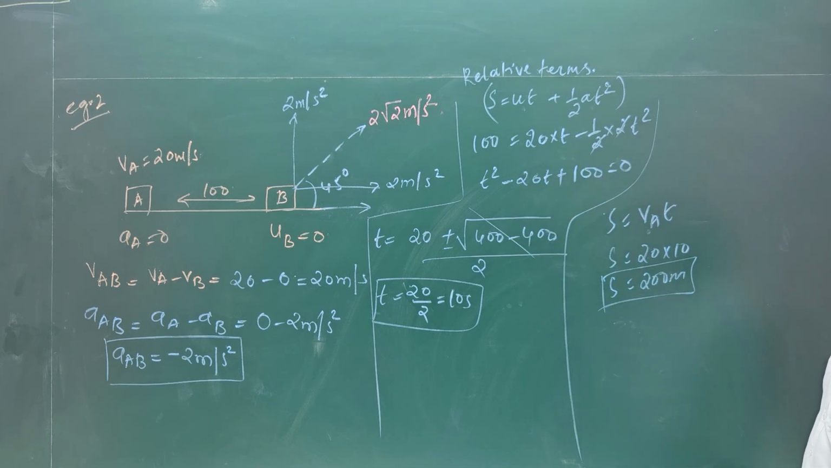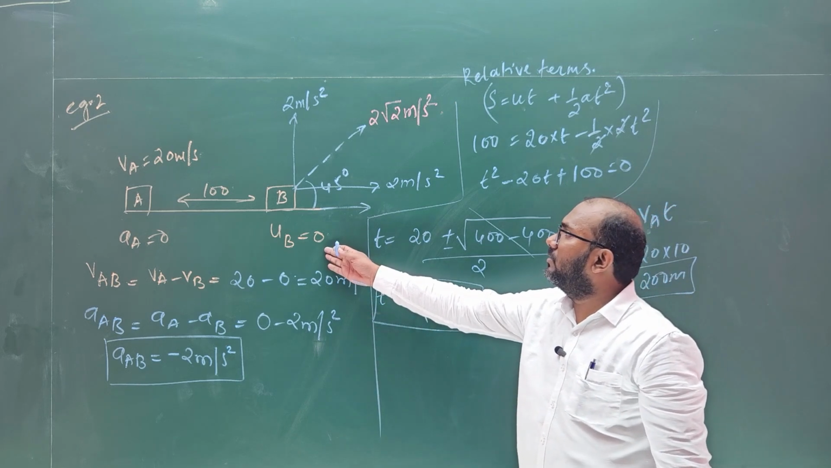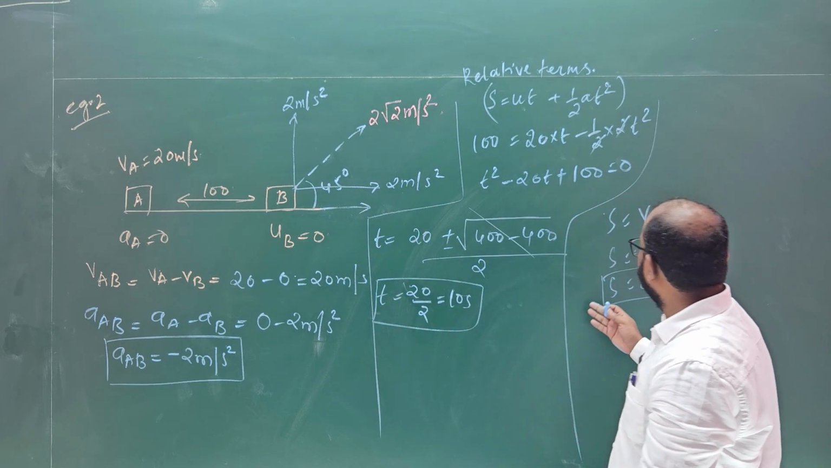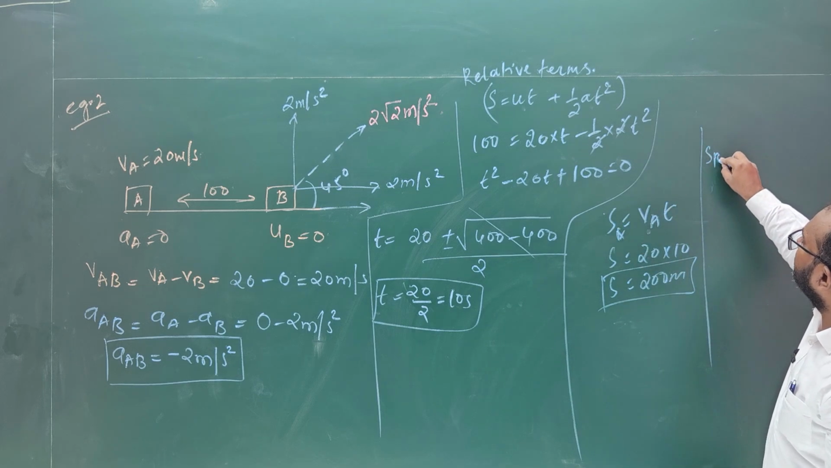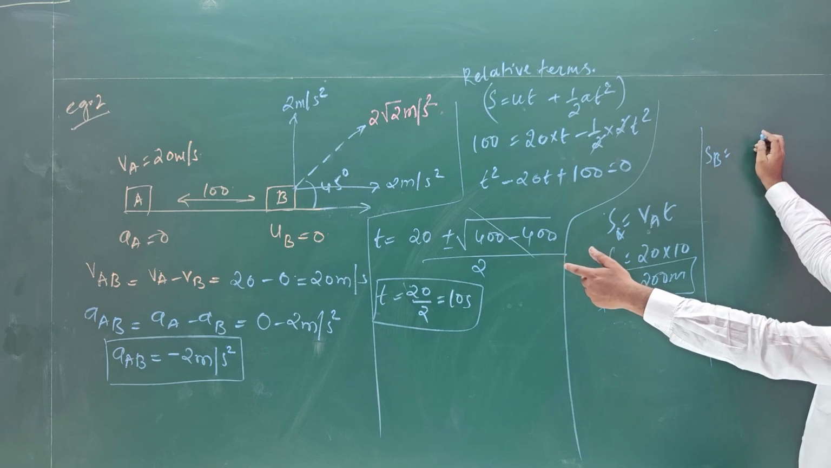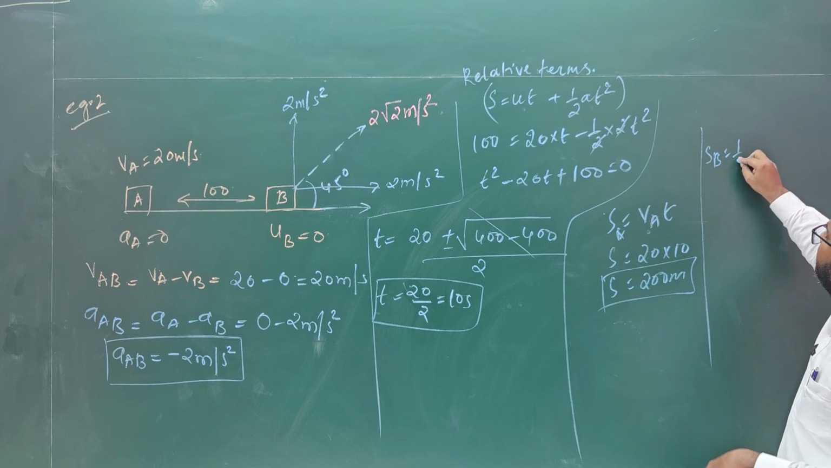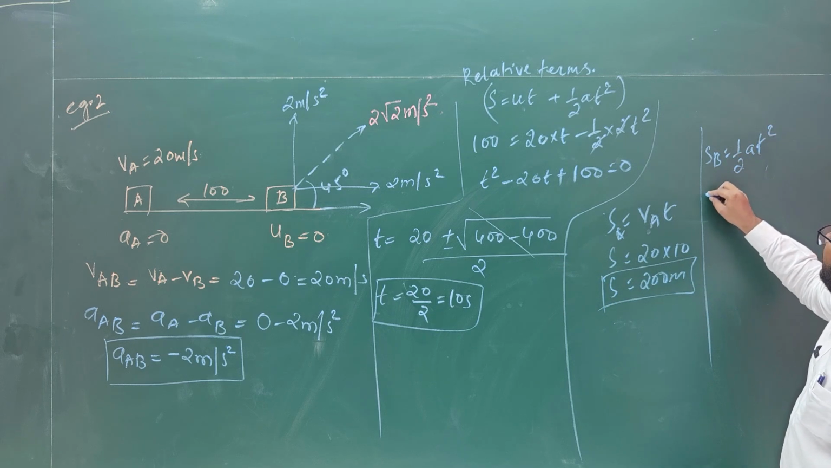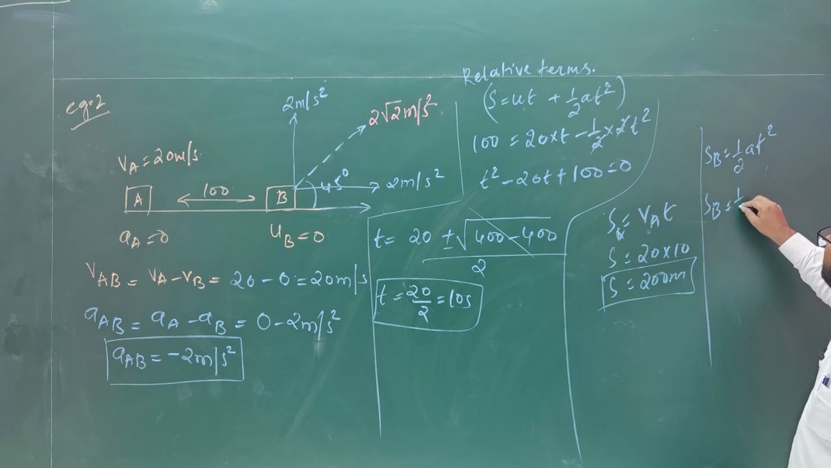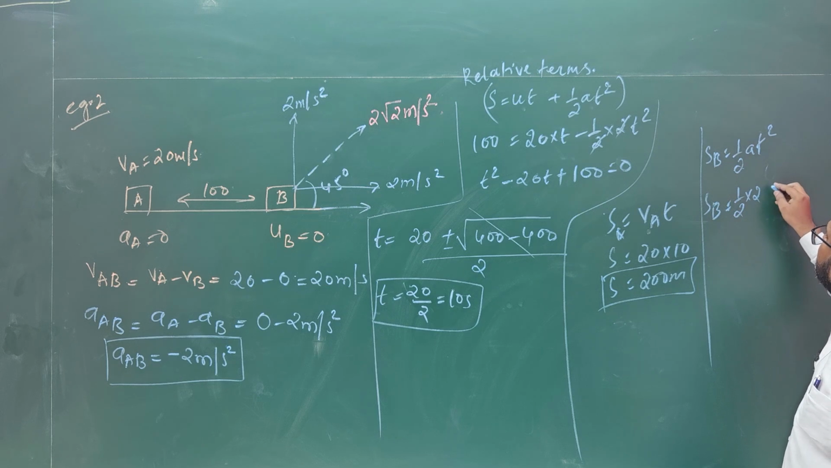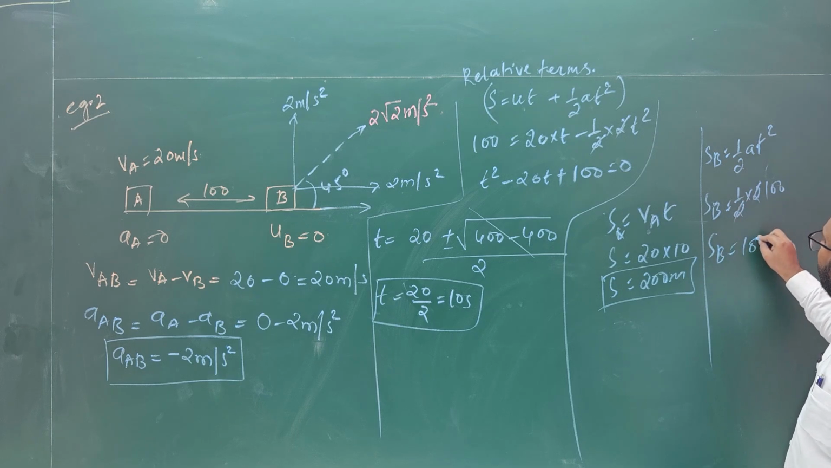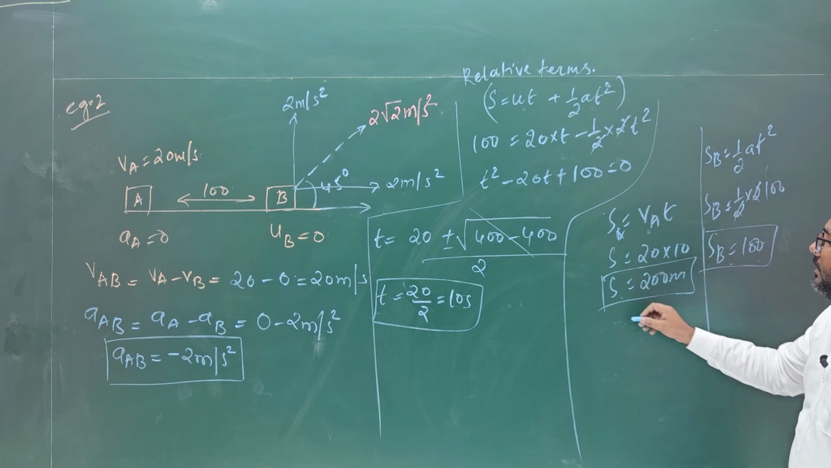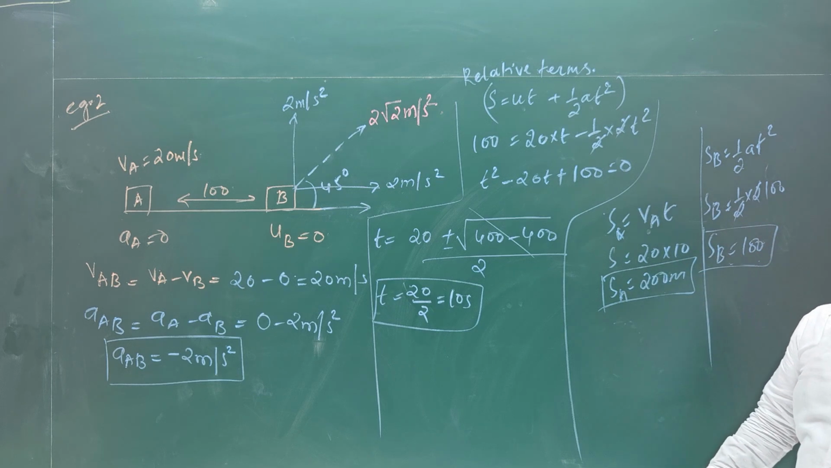Let us try that. So initial velocity is 0, acceleration is 2, time is 10. So for SB, S is equal to ut plus half at square, initial velocity is 0 now, and SB is nothing but half of acceleration 2 along the x-axis, time is 10, that is 100. SB is equal to 100. So body B traveled 100 meters, body A traveled 200 meters.